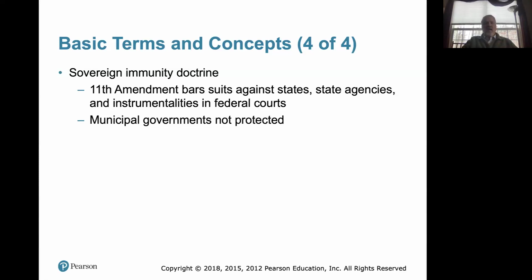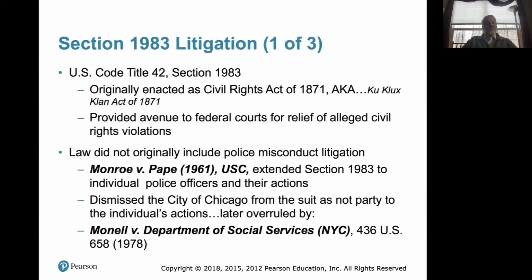And in many, many states, the states have agreed that police misconduct suits they would accept or allow people to sue the state for actions of law enforcement agencies. So as we talked about, 1983, originally enacted as a Civil Rights Act of 1871, provided an avenue for federal courts for relief of alleged civil rights violations.